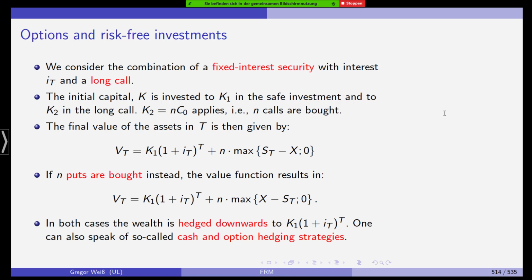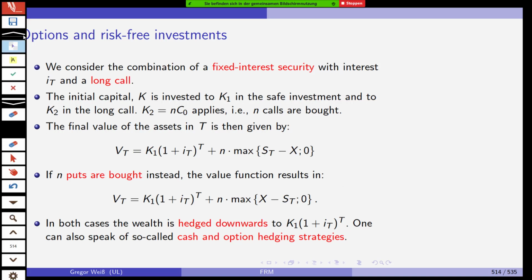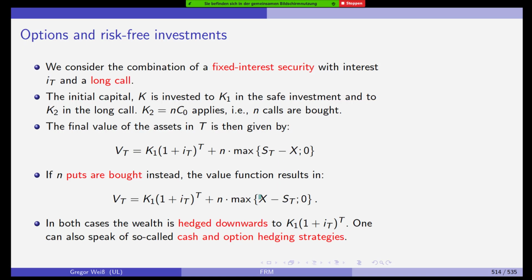If we buy N puts instead, we get the same here. Only difference is that, of course, we now have the payoff profile of the puts. So we have N times the maximum of the puts, or N times the maximum of the calls. In both cases, our wealth is hedged downwards to K1. And we call this a cash and option hedging strategy.